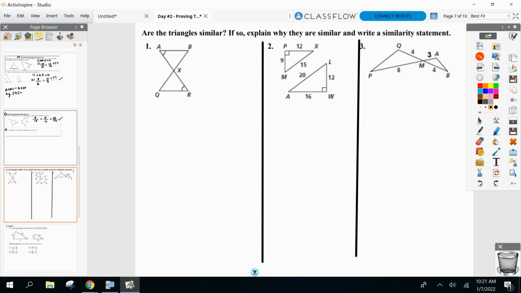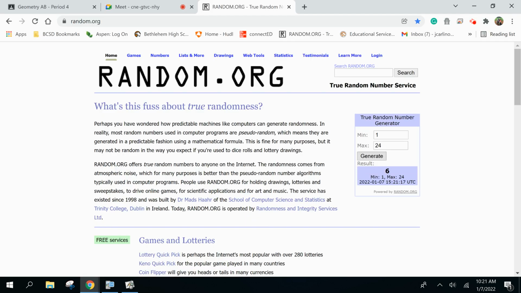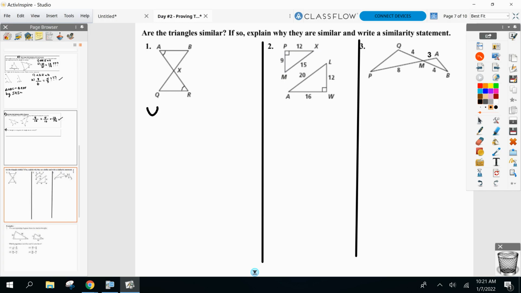Just the first one? Just the first one, yep. Here you go. You guys hopefully had a chance to discuss it. Number 1, yes or no? Yes. Yep, they are. Now I'll write triangle AXB similar to triangle RXQ.